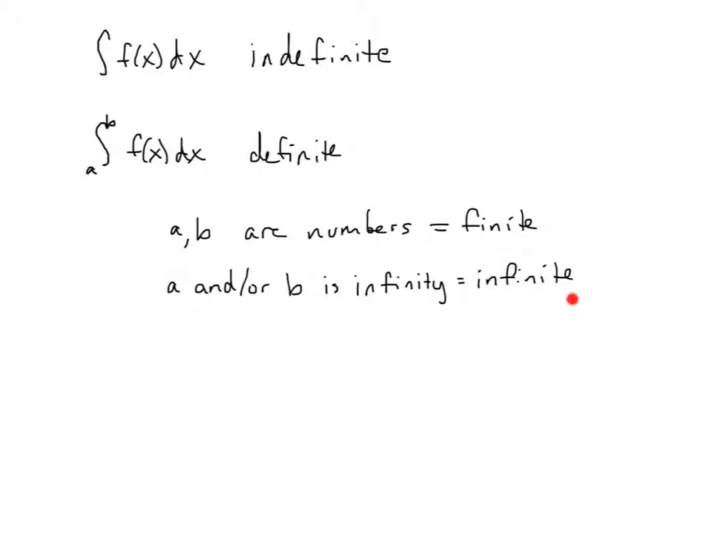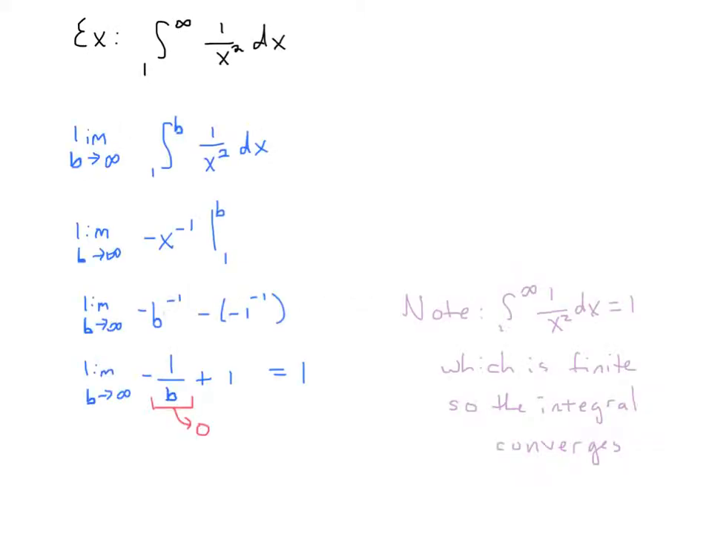going to have infinite integrals, or what we call improper integrals, where either a or b or both of them are infinity or negative infinity. So here's an example of an improper integral. This one goes from 1 to infinity of 1 over x squared dx.